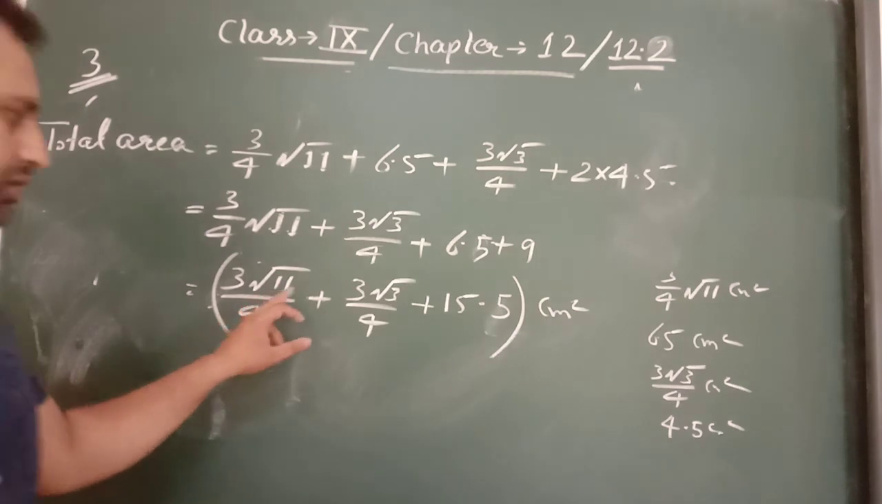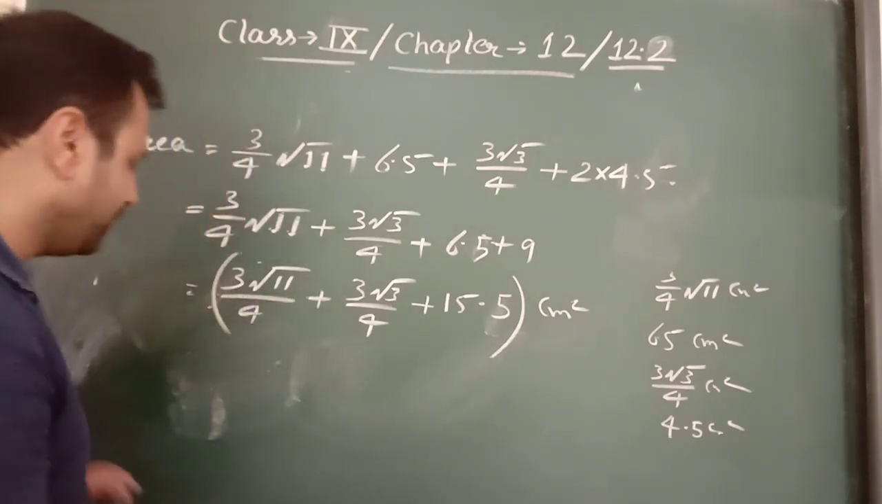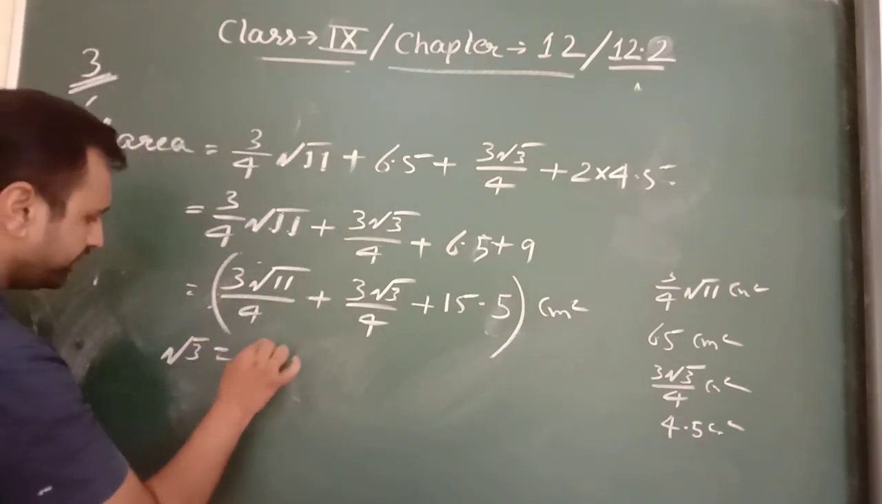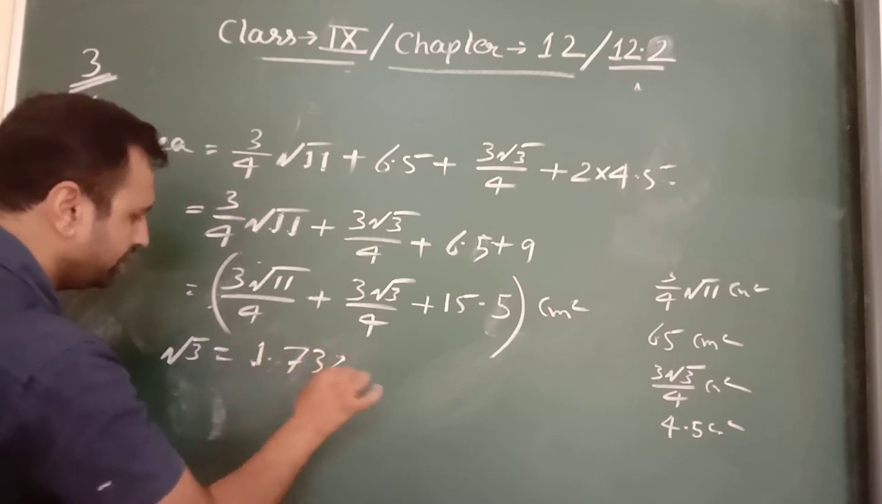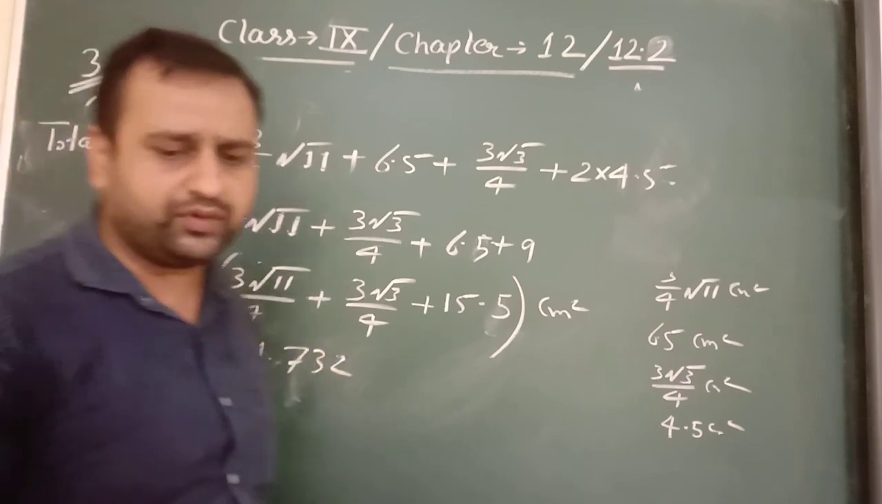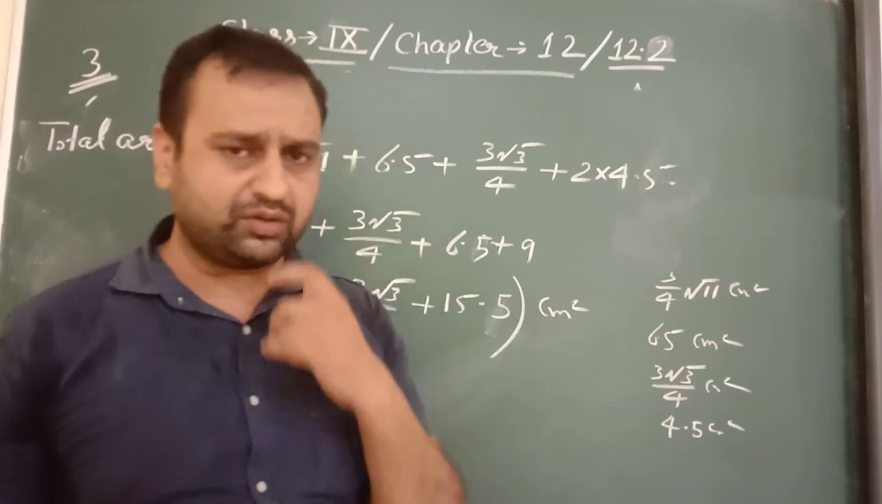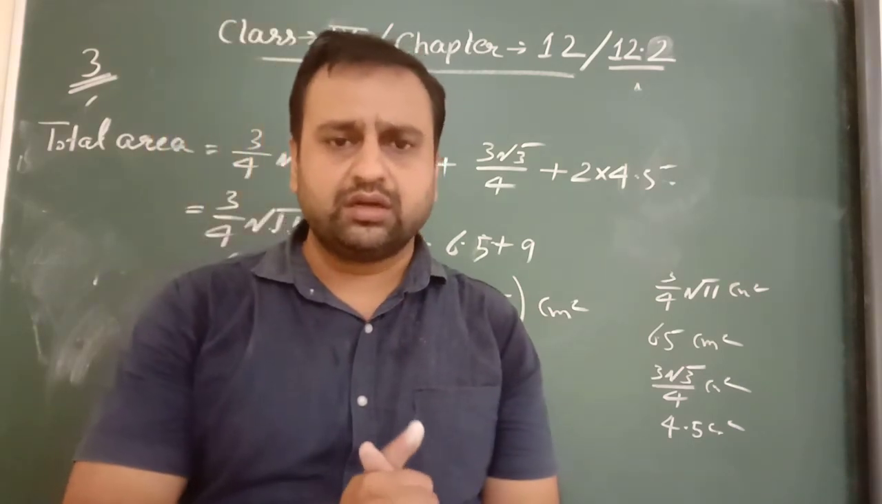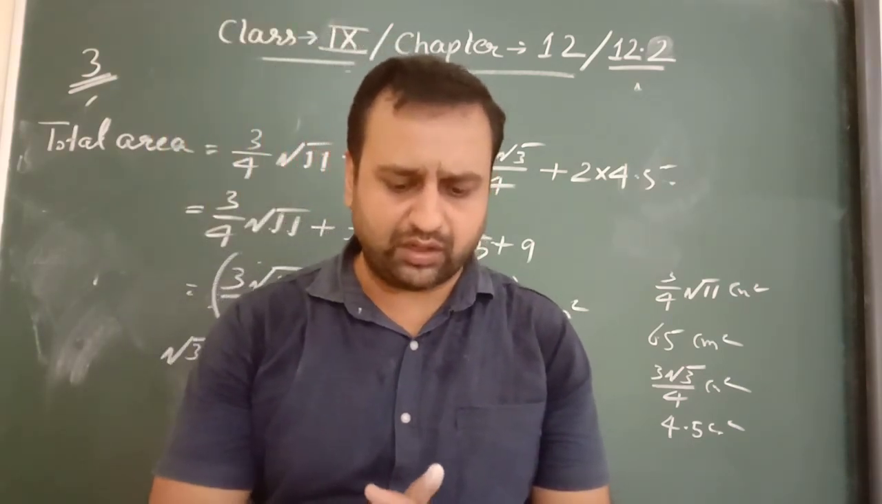We can put value of root 11 and root 3. The value of root 3 is 1.732, and what is the value of root 11? We have just discussed in the previous video. We can use long division method to find out value of root 11.